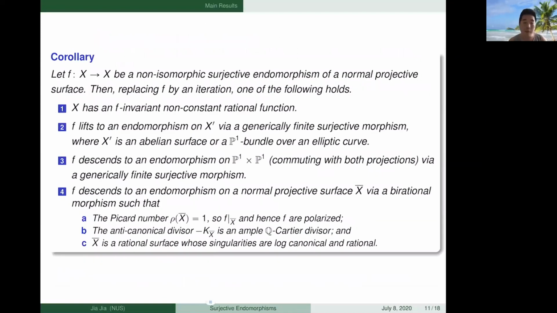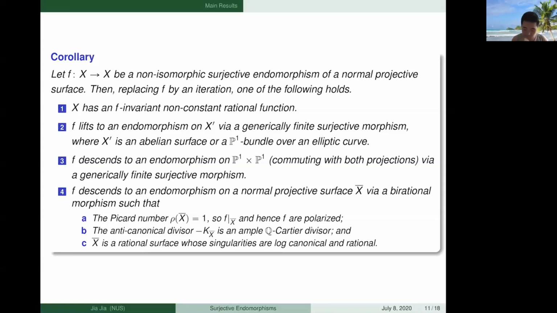Case 2 is F leads to an endomorphism on X prime, via a generically finite surjective morphism. In this case, this X prime is either an abelian surface or a P1 bundle over an elliptic curve. Only 2 possibilities. Case 3 is F descends to an endomorphism on P1 cross P1, and the descending endomorphism is splitting. It means it commutes with both projections. Again via a generically finite surjective morphism.